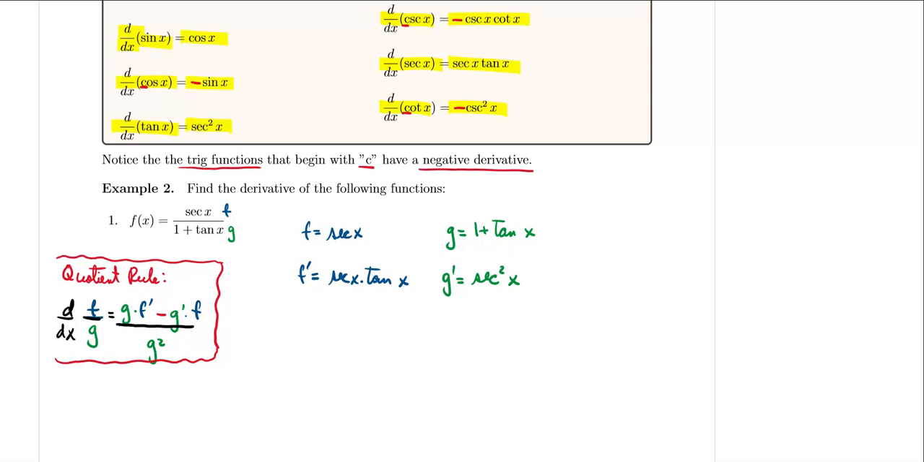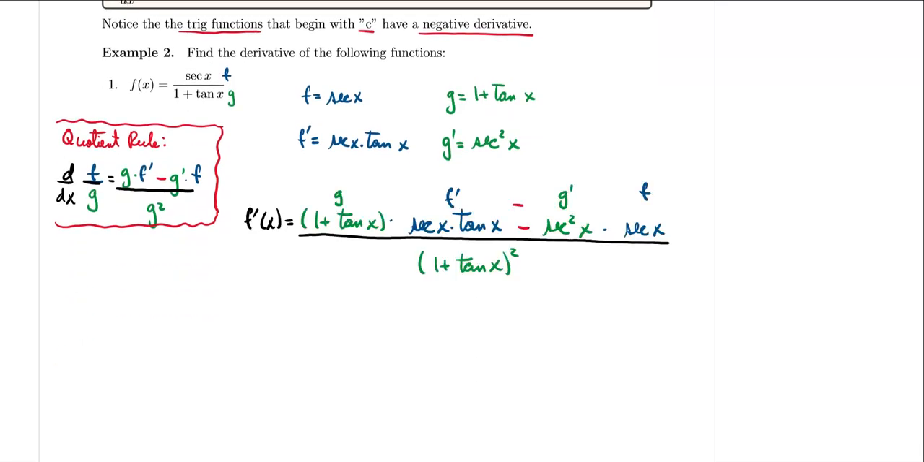I got the f prime and g prime. So now we can go ahead and place them into the format for the quotient rule. So what are we going to get? Well, let's take a look here. The derivative of the original function is going to be (1 plus the tangent of x) times the secant of x times the tangent of x, minus secant squared of x times secant of x, and it's all over parentheses 1 plus tangent of x, whole thing squared.